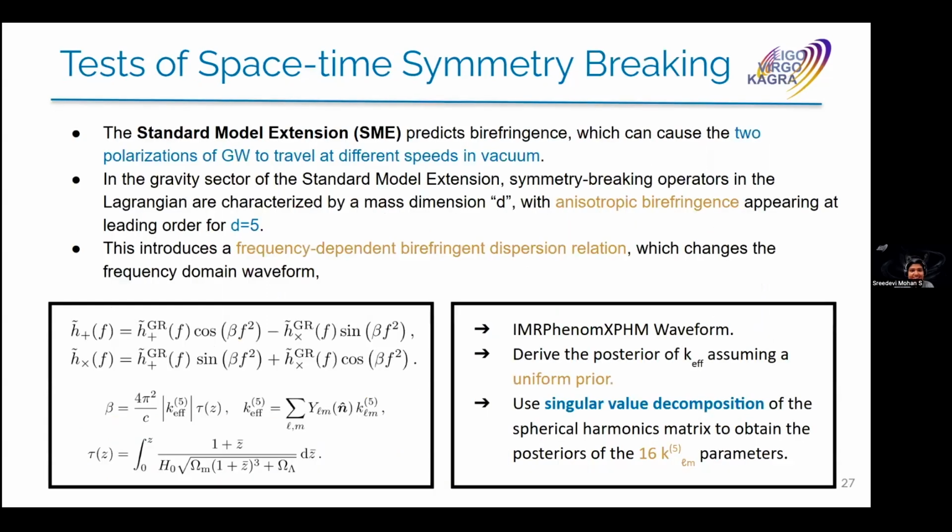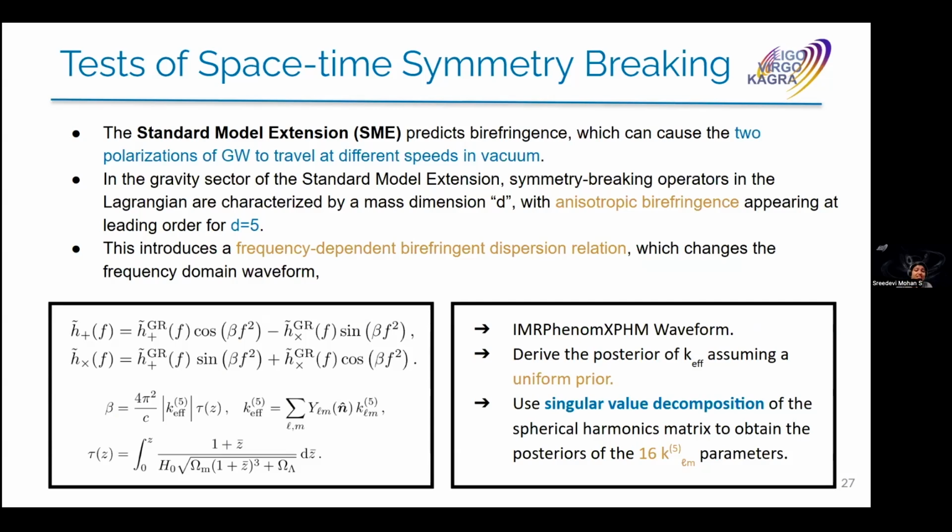Can I go to the next slide? Yes. So here is the next test on gravitational wave propagation, which is called the space-time symmetry breaking. This test is motivated by the quantum theories of gravity, which predict local Lorentz invariance violation and CPT violation, which can lead to anisotropic dispersion and birefringence. What this means is that the two polarizations of the gravitational wave can travel at different speeds in vacuum.